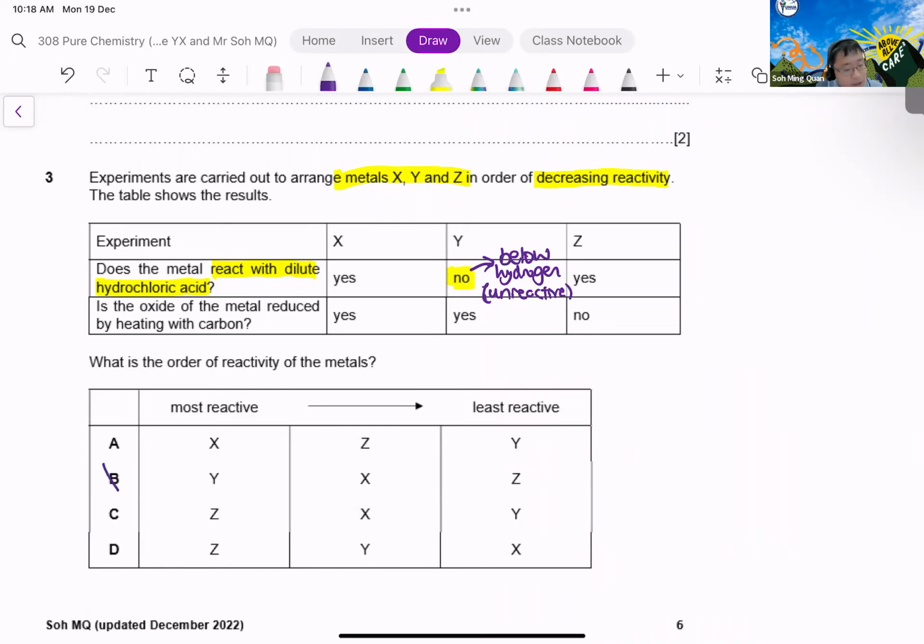So immediately B is wrong. D is also wrong. It's either A or C, right? We have eliminated options B and D because we know that metal Y must be the least reactive because it doesn't react with dilute hydrochloric acid.